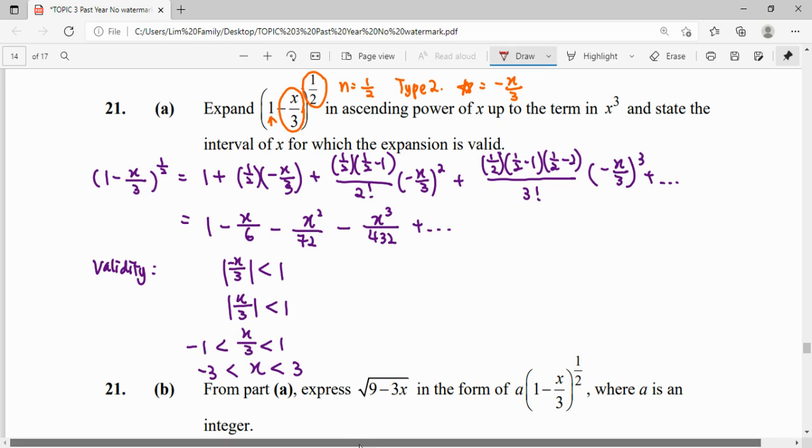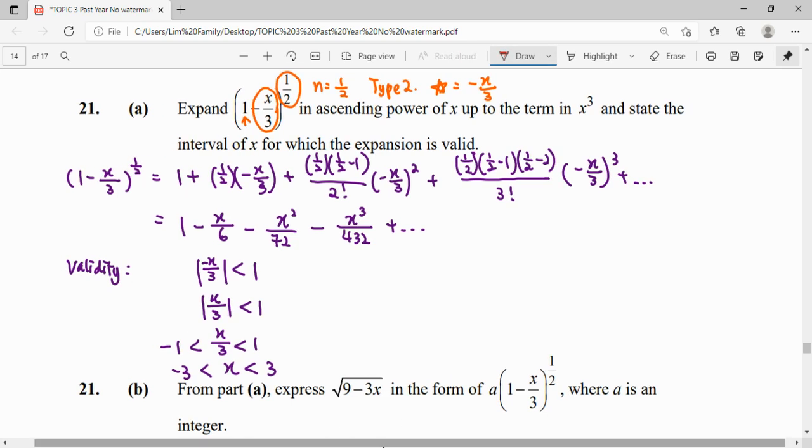So we are going to see what is the important information here. The first one is how we use the formula of expansion type 2, where we want to see how you put your n and how you put the thing you want to expand. What's your n and what's your x you want to expand? So your x is negative 1 over 3. So finally you can simplify it.